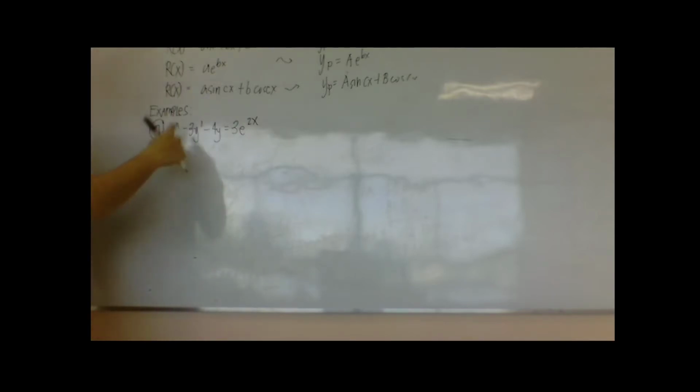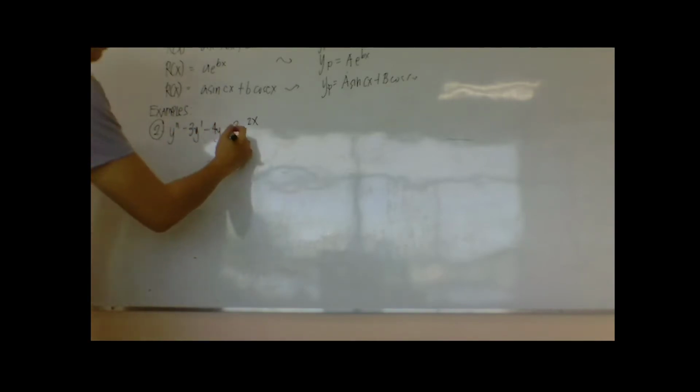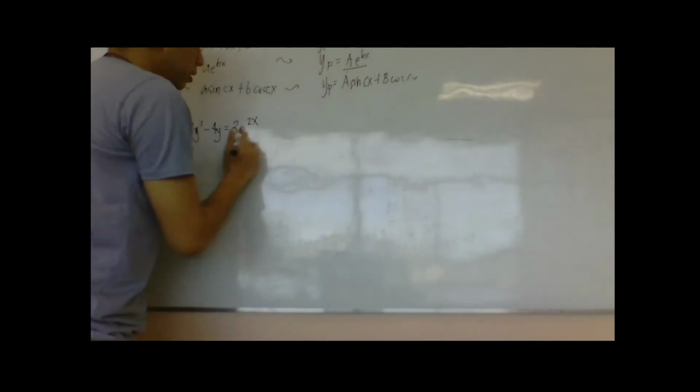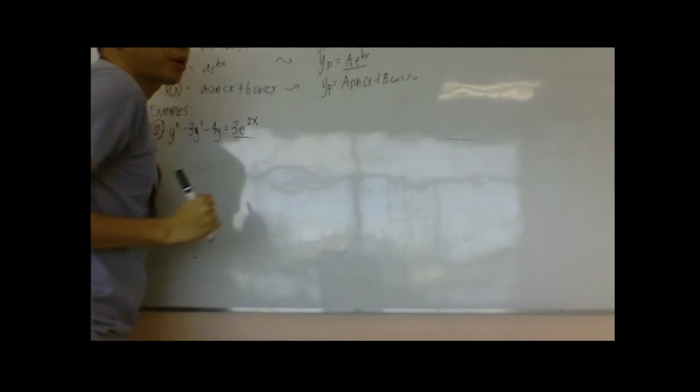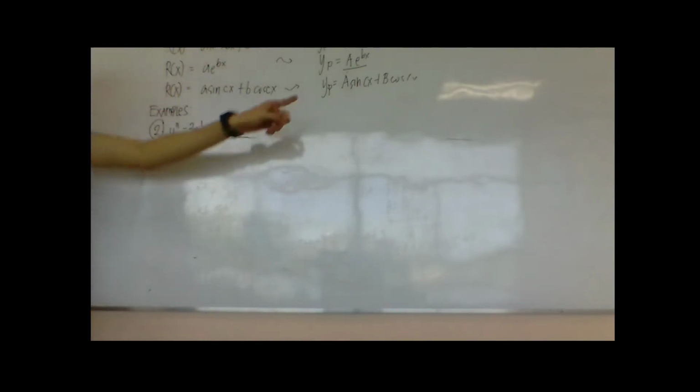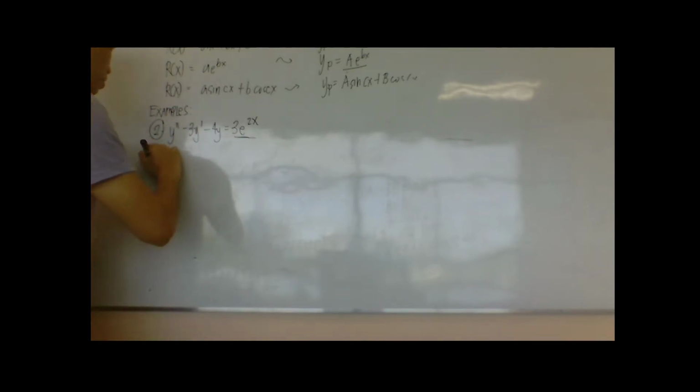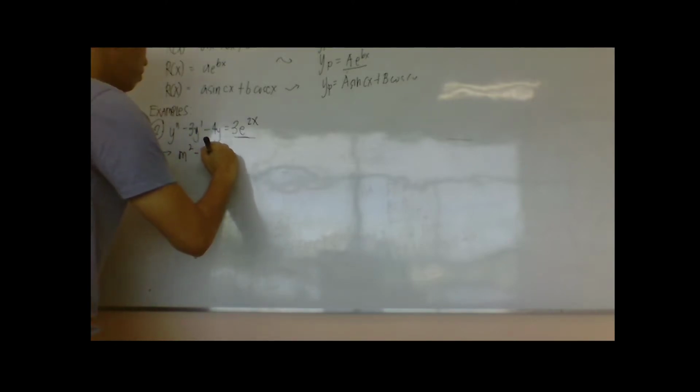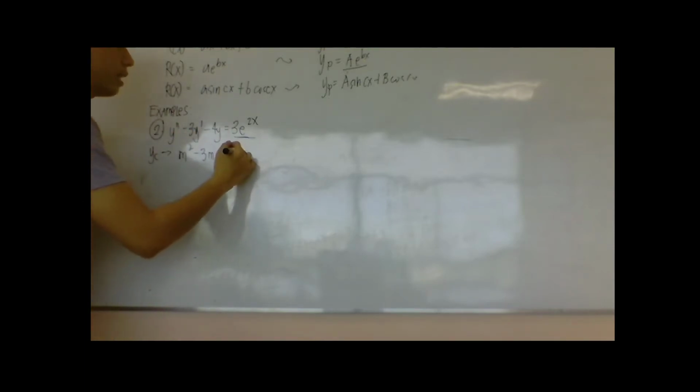Okay, so let's have another example here. You have another case: y double prime minus 3y prime minus 4y is equal to 3 e raised to 2x. So, yes, you can determine that this is our yp. Okay? So yp is equal to a e^(bx). So therefore, if we get yc first, diba? That's m squared minus 3m minus 4 is equal to 0.